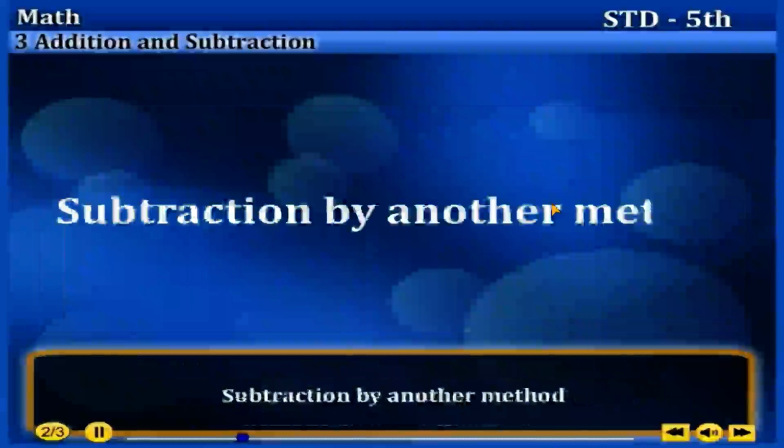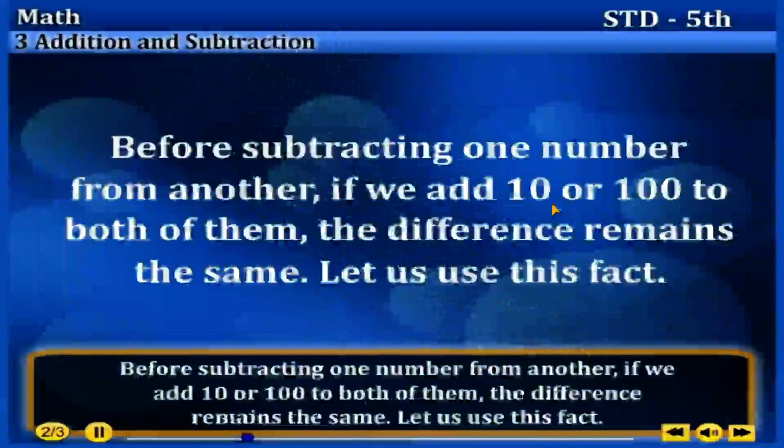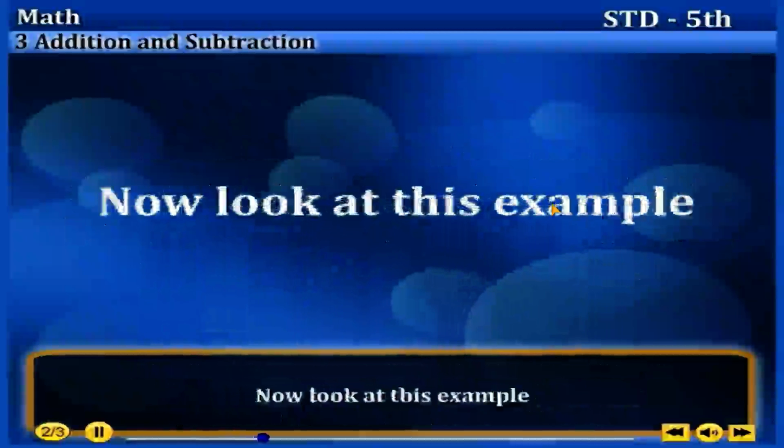Subtraction by another method. Before subtracting one number from another, if we add 10 or 100 to both of them, the difference remains the same. Let us use this fact. Now, look at this example.